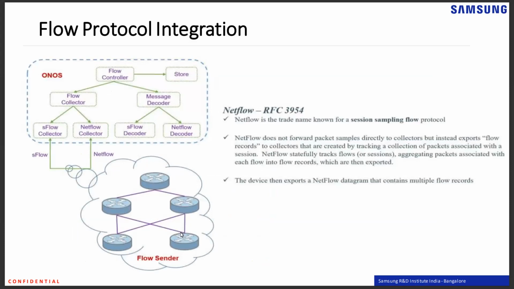So this flow protocol integration, we can depict it like this. We have a collection of devices, mainly switches or routers or any devices that have the flow information in the network. Collectively, we call them flow senders. Currently we are only following the Netflow protocol. So these will send Netflow packets, and in ONOS we will have a Netflow collector that will collect these packets, then decode and store them in the store.